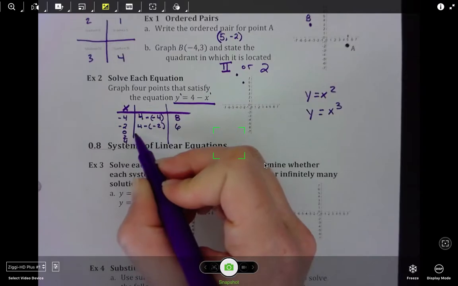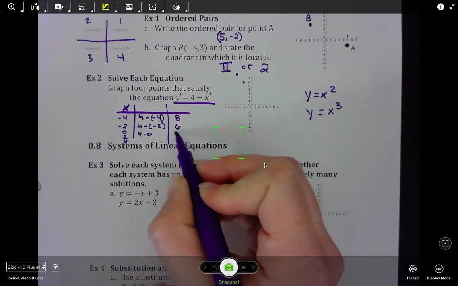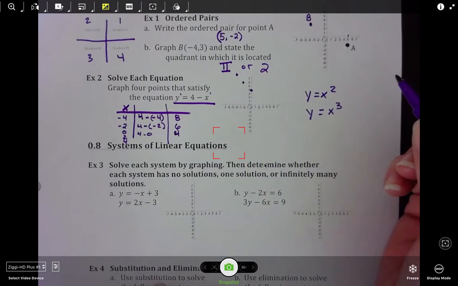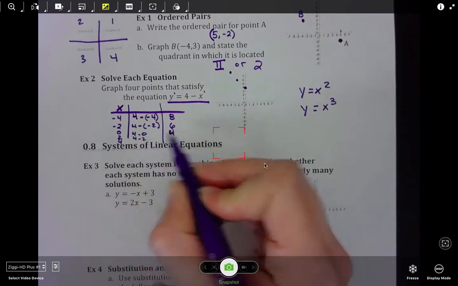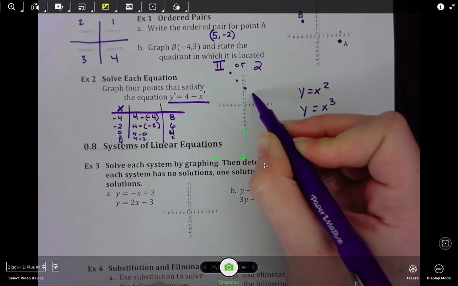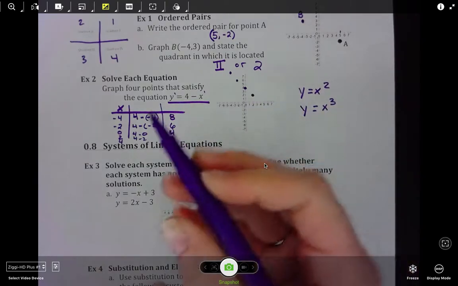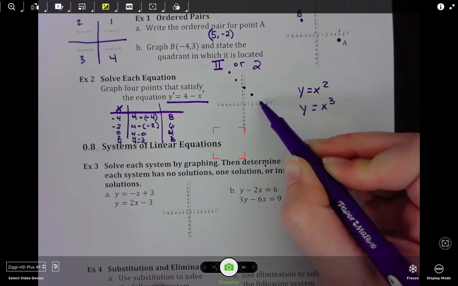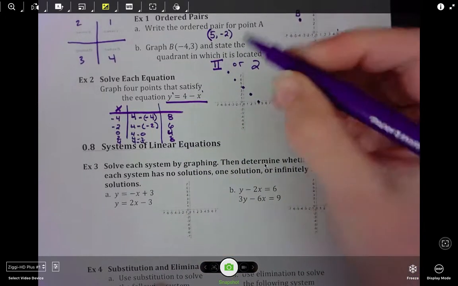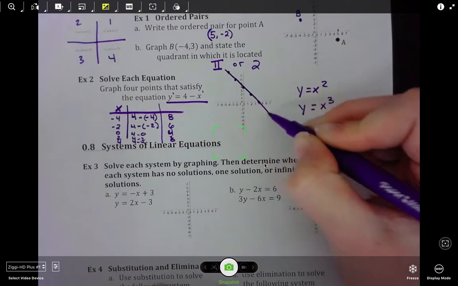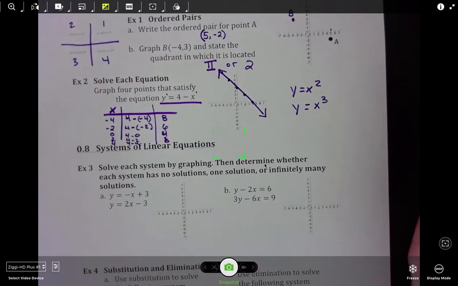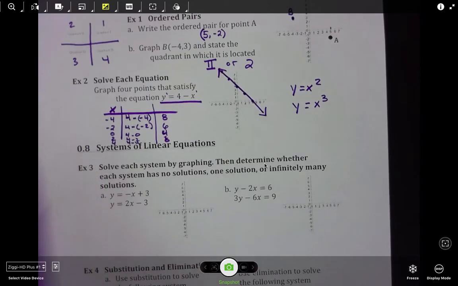If I plug 0 in, 4 minus 0 is 4, so 0, 4, I have that dot there. If I plug 2 in, 4 minus 2 is 2, so I have the point 2, 2, right about there. And 4 minus 4 is 0, so my last point is 4, 0, and I can connect my line, and it will look something like that. Again, I told you a linear function will look like a straight line. We could have picked any different set of points. We could have picked 1, 2, 3, 4 if we wanted to.